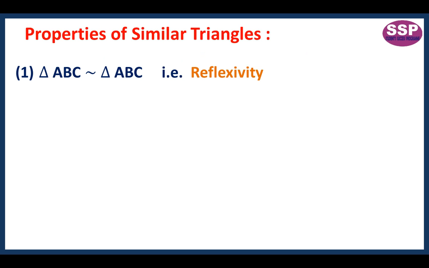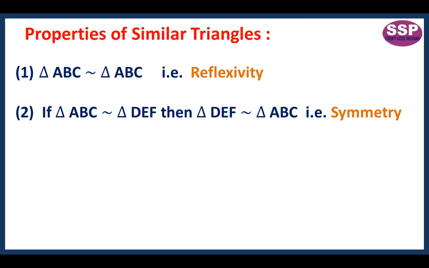Now properties of similar triangles. First property, triangle ABC is similar to triangle ABC. That means each triangle is similar to itself, and this property is known as reflexivity. Second property, if triangle ABC is similar to triangle DEF, then triangle DEF is similar to triangle ABC. That means if the first triangle is similar to the second triangle, then the second triangle is similar to the first one, and this property is known as symmetry.